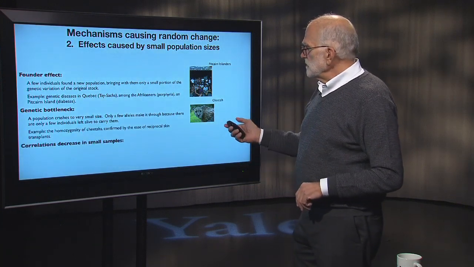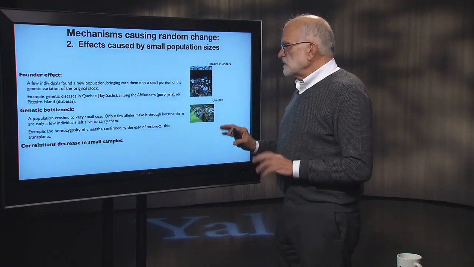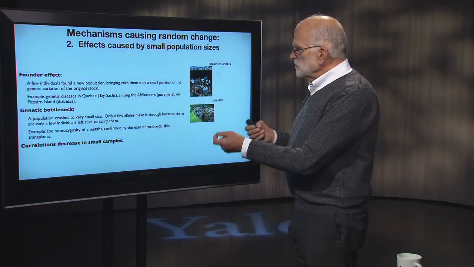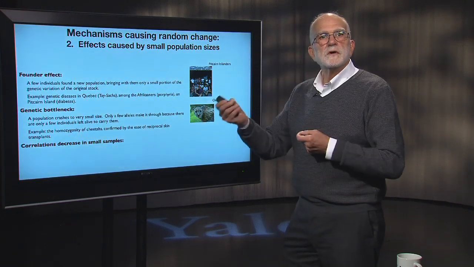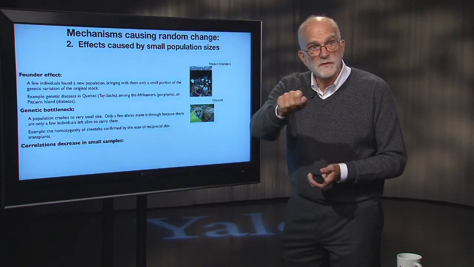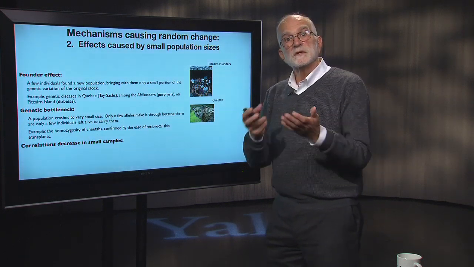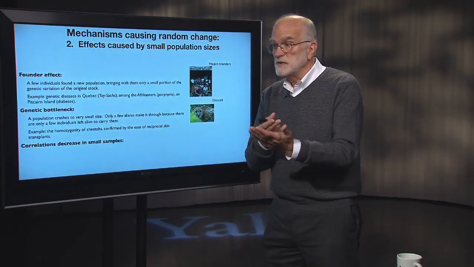A good example is the homozygosity of cheetahs, and that's confirmed by how easy it is to do reciprocal transplants among them. You can take a skin transplant off of one cheetah and stick it on another, and the immune system will not reject it because they are so genetically similar to each other that it looks like a piece of self.